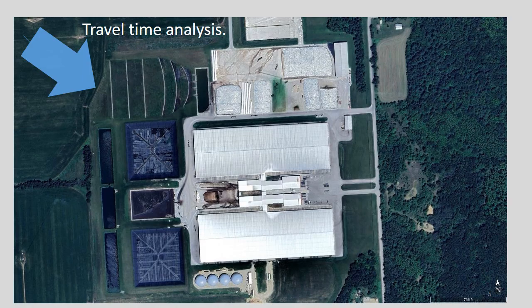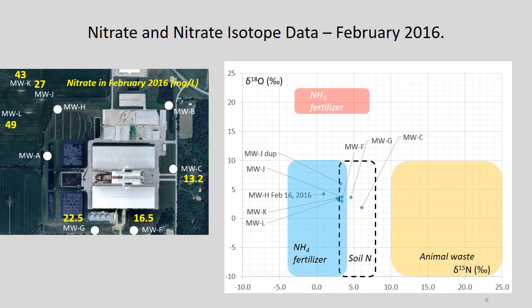So we did some travel time analysis using standard methods like hydraulic conductivity and hydraulic gradient, just to see what would happen to groundwater moving across the site. And really, even though it was a sand, it moved very slowly because the hydraulic gradient wasn't large. First thing we did was look at the nitrate distribution and the nitrate isotope data.